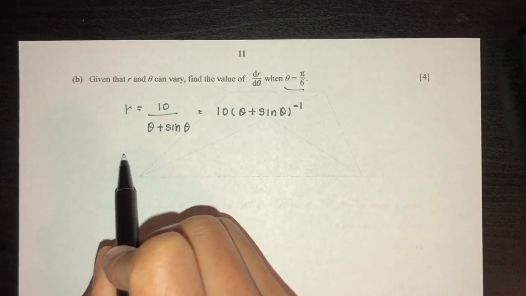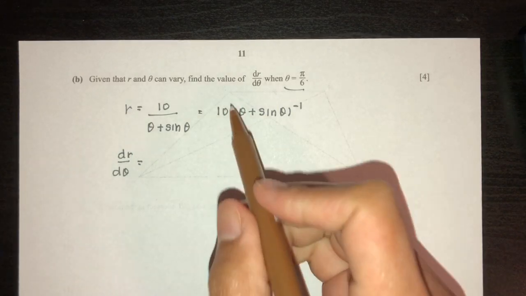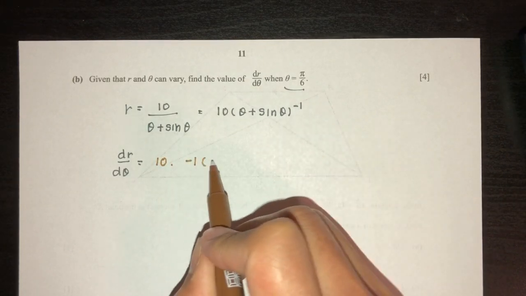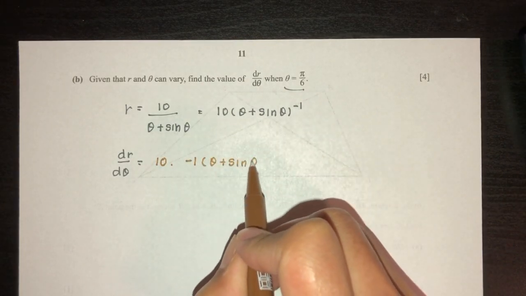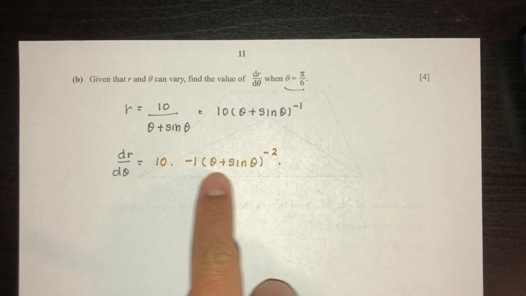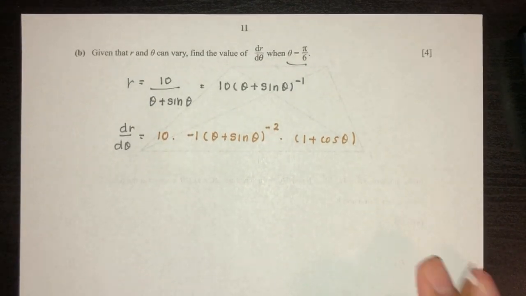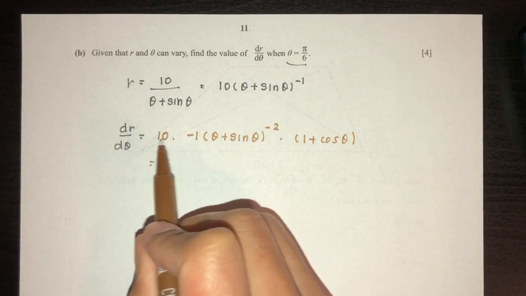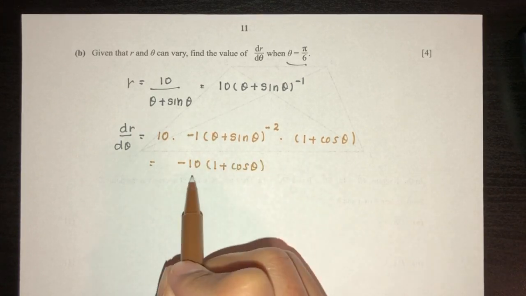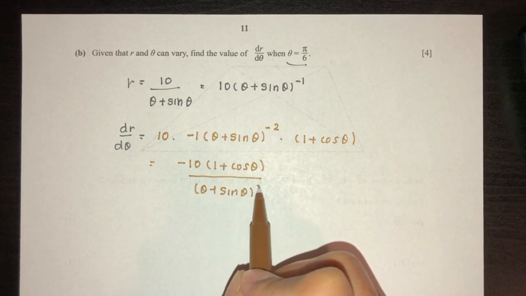So we have to find dr by d theta. That will be found step by step. So first thing, 10 is only a multiple. We can leave this outside. Here we have a power. We first multiply by the power, and then we minus 1 from the power. You will have minus 2. Then multiply by the differentiation of the inside. That will be 1 plus cos theta. So your answer will be minus 1 times 10, which is minus 10. On top we have 1 plus cos theta, divided by, this will go down as (theta plus sine theta) squared.